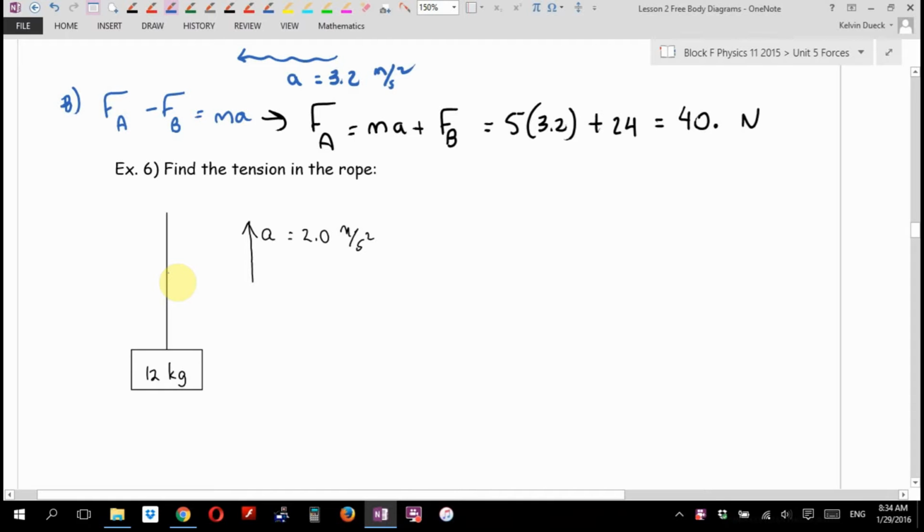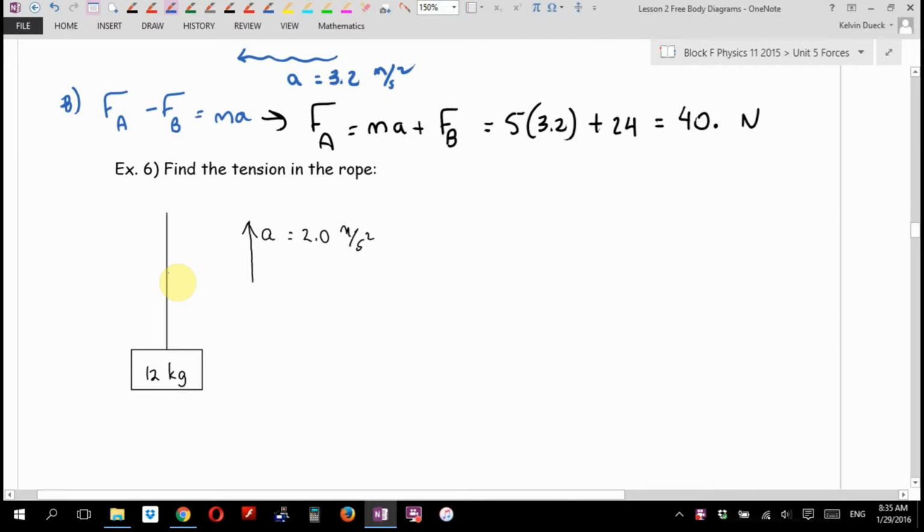So example 6 here. Oh, by the way, I like this question. Find the tension in the rope. This is a classic physics question because it turns out this method can be adapted not just to a tension in a rope, but it can be adapted to the force from an elevator. Lots of stuff goes up and down.